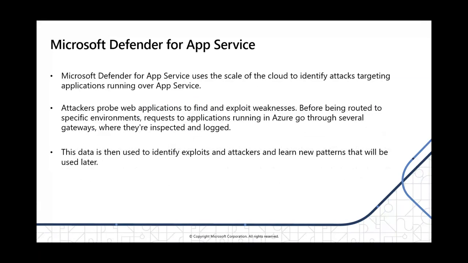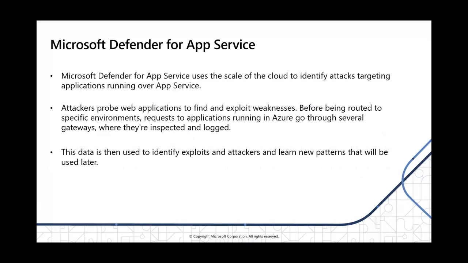Now, Defender can also be active for application services or web applications. Defender for App Service uses the scale of the cloud to identify attacks targeting applications running on the App Service resource. Attackers probe web applications to find and exploit weaknesses. Before an attack is routed to a specific environment, requests to applications running in Azure go through several gateways where they are inspected and logged. This data is then used to identify exploits and attackers and learn new patterns that will be used later on.